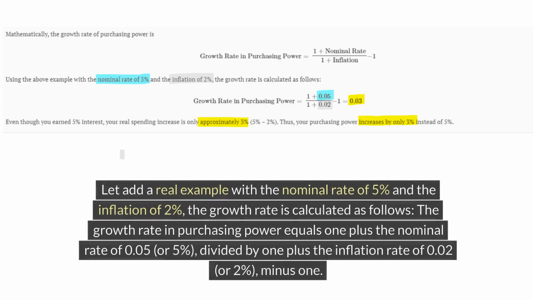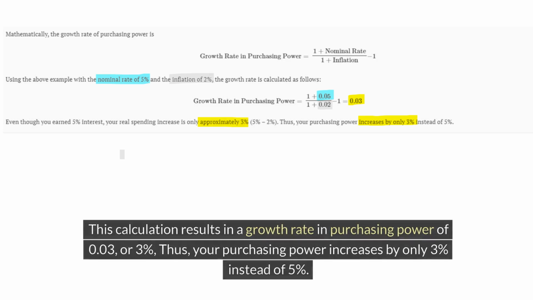Let's add a real example with a nominal rate of 5% and inflation of 2%. The growth rate is calculated as follows. The growth rate in purchasing power equals 1 plus the nominal rate of 0.05, or 5%, divided by 1 plus the inflation rate of 0.02, or 2%, minus 1. This calculation results in a growth rate in purchasing power of 0.03, or 3%. Thus, your purchasing power increases by only 3% instead of 5%.